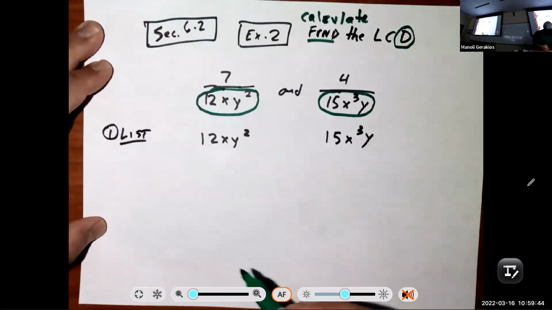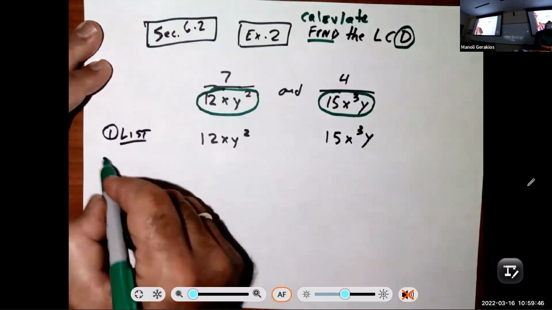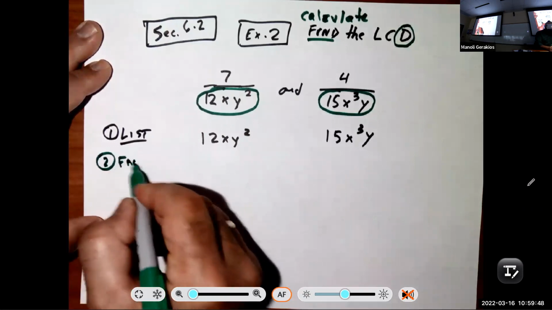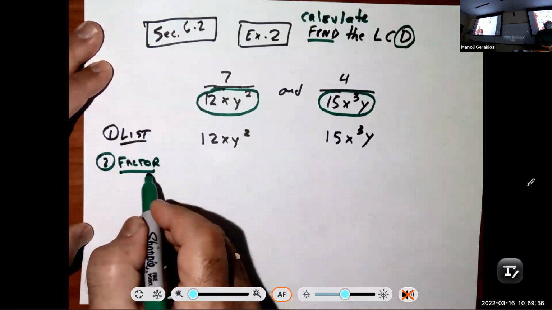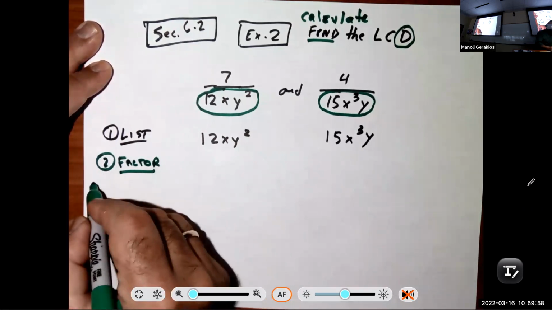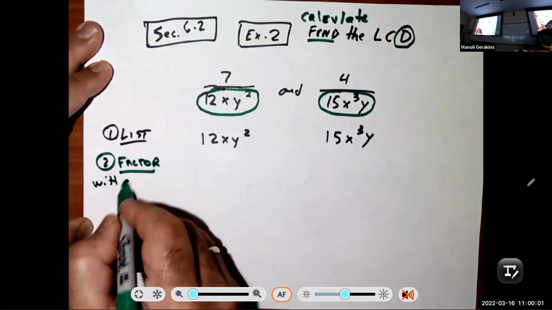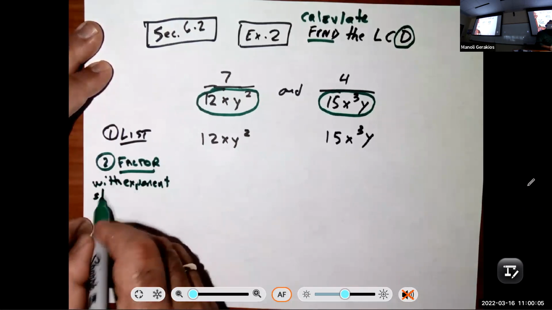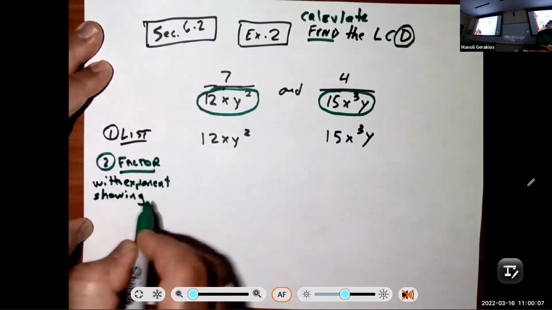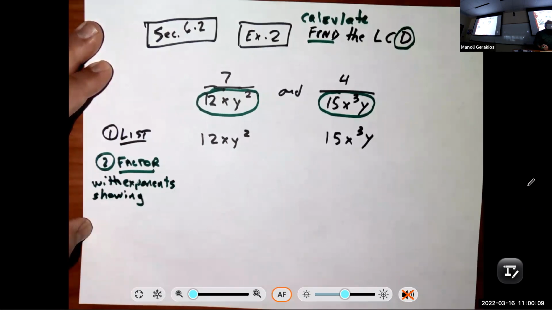The next thing we do to find an LCD is we factor. I'm underlining the keywords to memorizing this process. It's list, factor, but I need to annotate this a little. Factor with exponents showing. Any exponents, I need exponents showing on everything, on every factor.